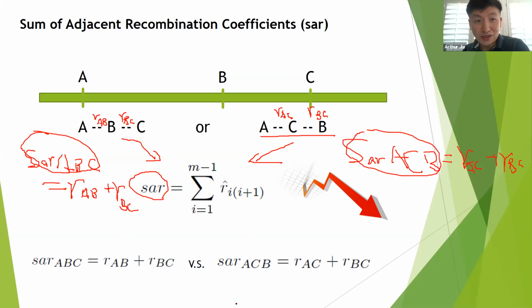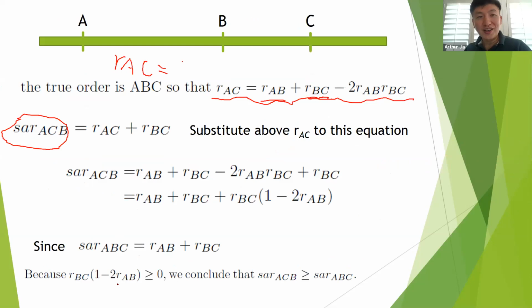So intuitively, if you compare these two, this part is the same as this part. Only this part is different. If the right order is ABC, of course RAC is greater than RAB. So this one will give you a smaller value. But we cannot just say this, so we have to prove this. That's why we use this.